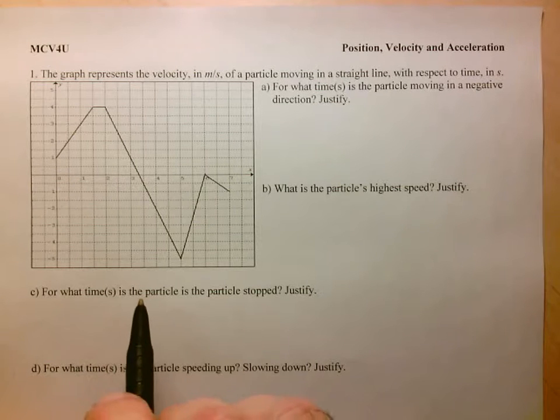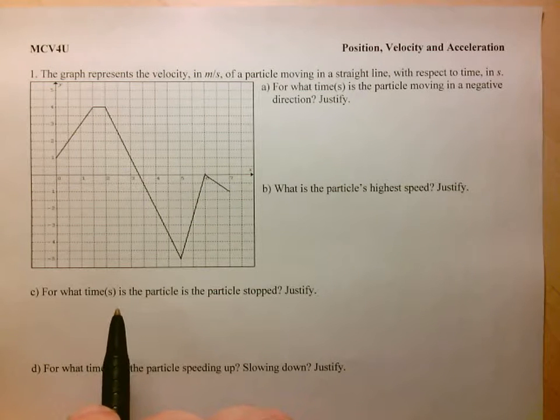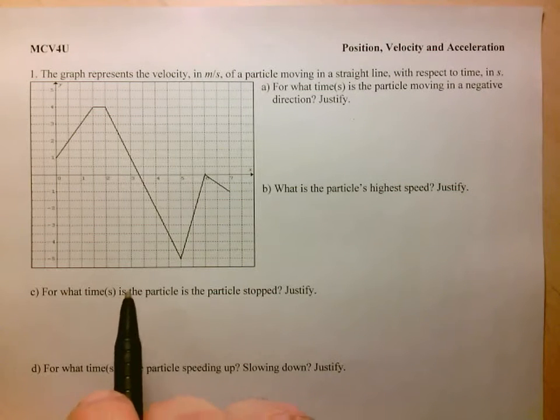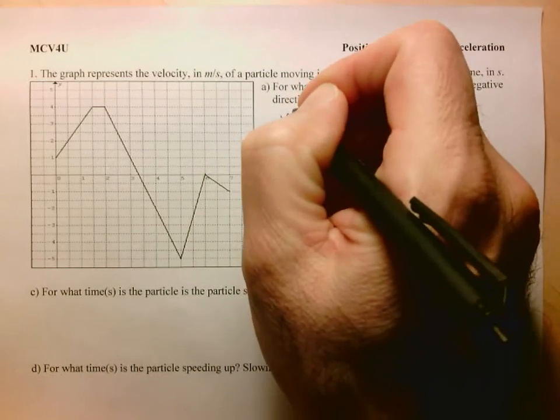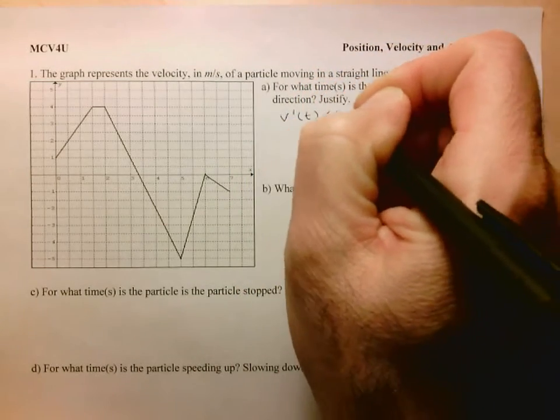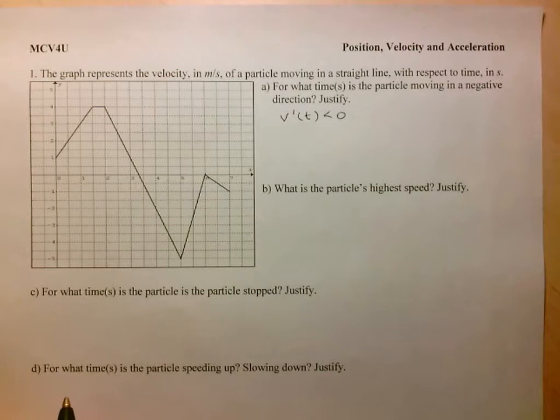First thing they ask us is for what time or times is the particle moving in a negative direction, and justify. Well, we saw that moving in the negative direction means that the velocity is negative. So we need v(t) to be less than 0. This is our justification.